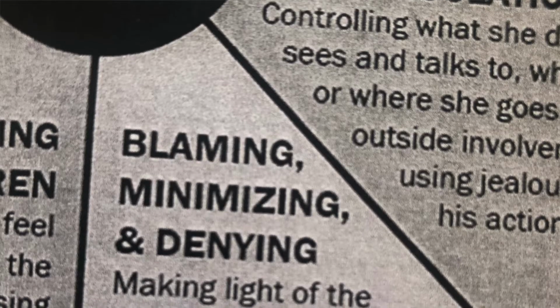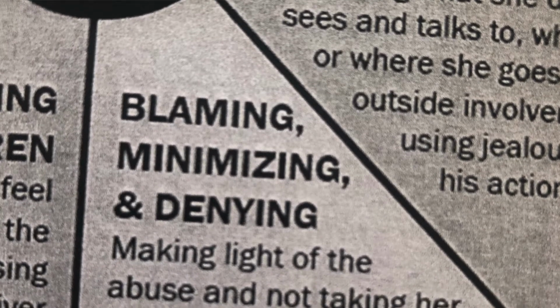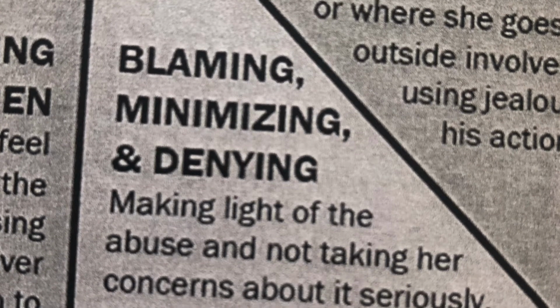So next on the wheel would be blaming, minimizing, and denying. So making light of the abuse and not taking her concerns about it seriously, saying the abuse didn't happen, shifting responsibility for abusive behavior, or saying that she caused it. So abusers do not take personal responsibility for anything.